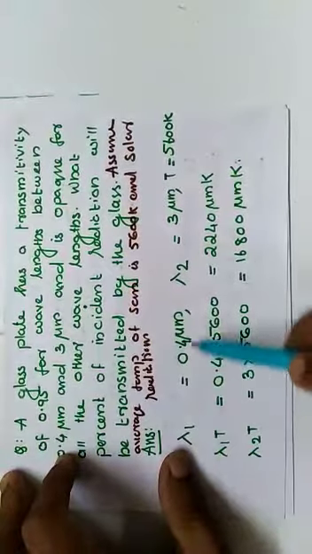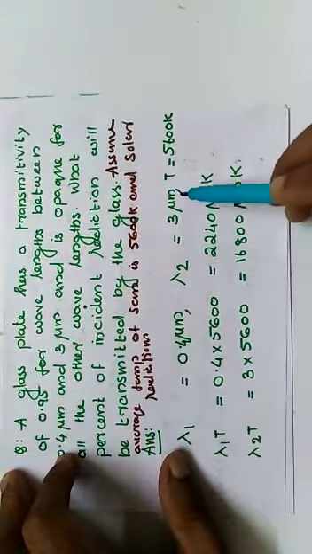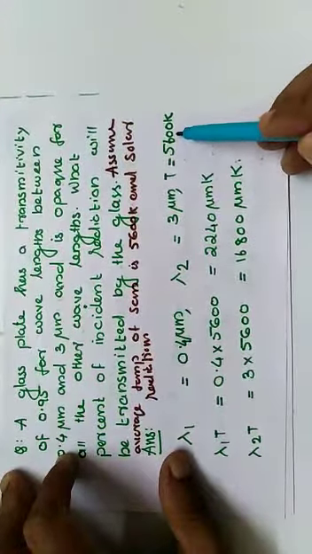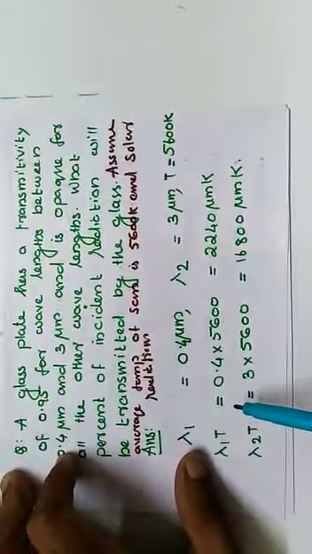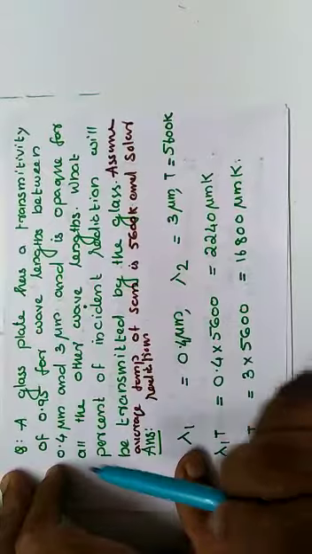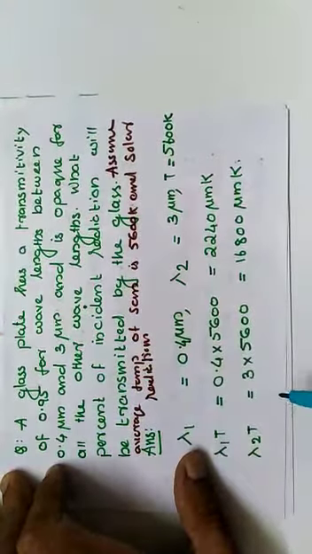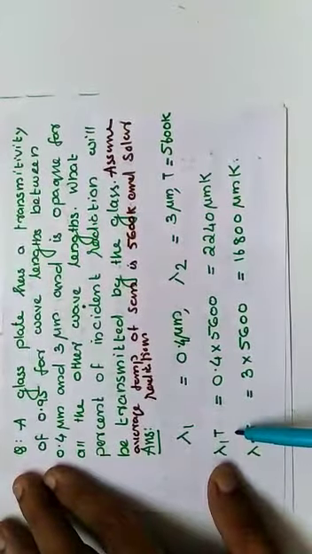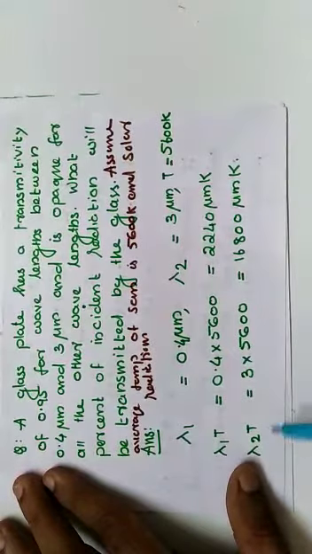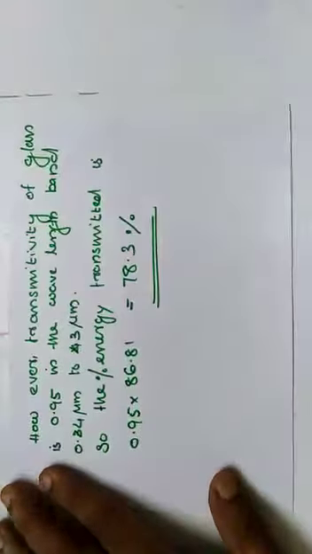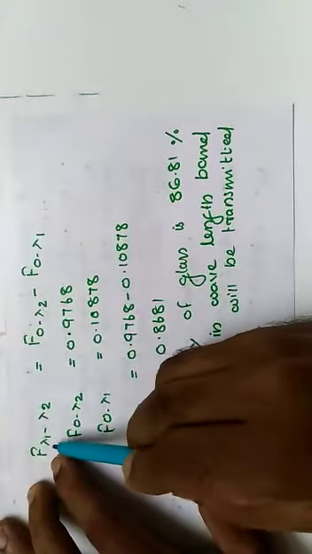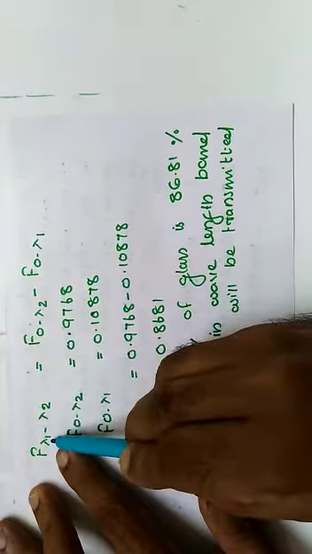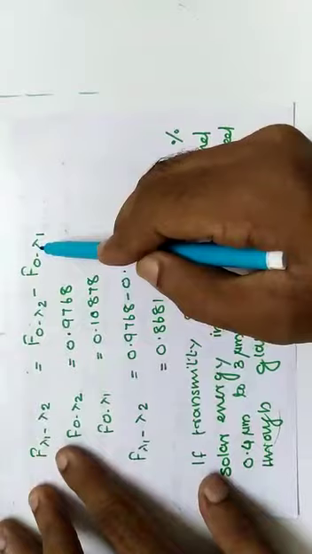So lambda 1 equals 0.4 micrometer, lambda 2 equals 3 micrometer, and the average temperature of the source, here the sun, is 5600 Kelvin. We have to calculate the fraction of the emissive power between 0.4 micrometer and 3 micrometer. To calculate the fraction of the emissive power between particular wavelengths, we have lambda 2 T equal to 16,800 micrometer Kelvin. We know that f of lambda 1 to lambda 2, the fraction of the emissive power between the two wavelengths lambda 1 and lambda 2, can be calculated using this equation.